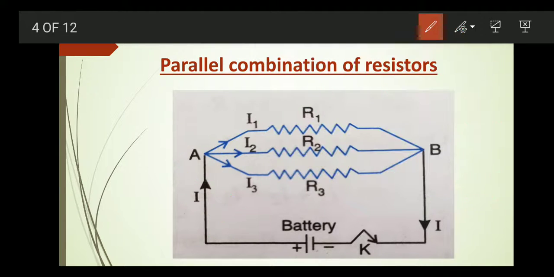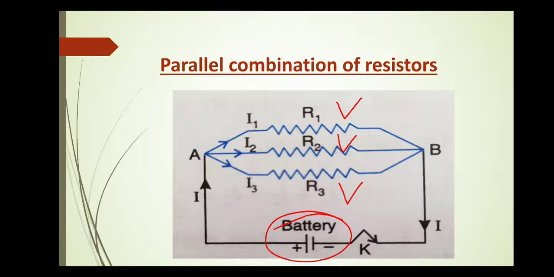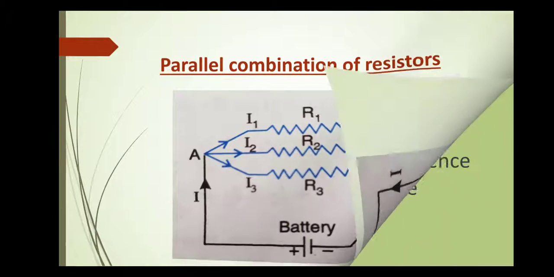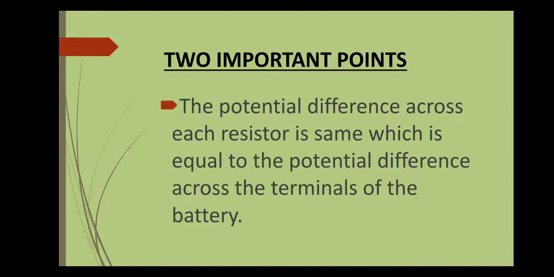One more important point related to parallel combination of resistors is that the potential difference across each resistor is the same. That means the potential difference across resistor R1 is also V, across resistor R2 is also V, and across resistor R3 is also V. And this potential difference is equal to the potential difference across the terminals of the battery. So these are two important points related to parallel combination of resistors which you should always keep in your mind. So children, let's discuss the two important points.